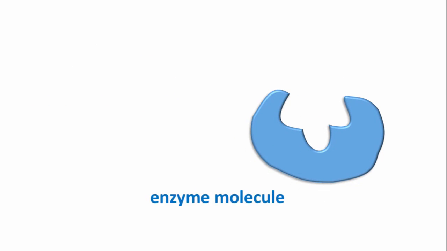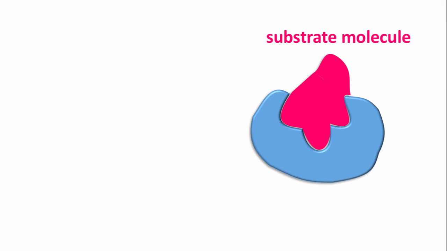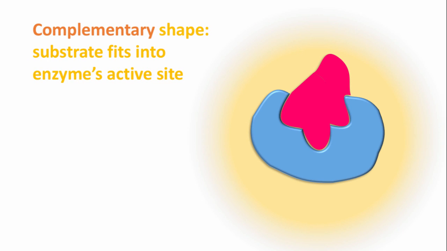To help you understand, here is a diagrammatic representation of an enzyme molecule. It has a specific region, we call it the active site. It is this region where substrate molecules bind to. Now you realize that the substrate molecule can fit quite nicely into the enzyme's active site, much like how two pieces of jigsaw fit together. This way of fitting is what we describe as being complementary to each other. That the shape of the substrate molecule is complementary to the shape of the enzyme's active site.